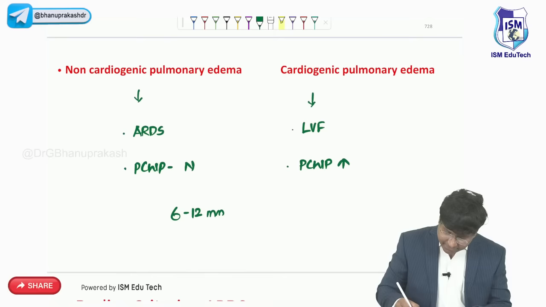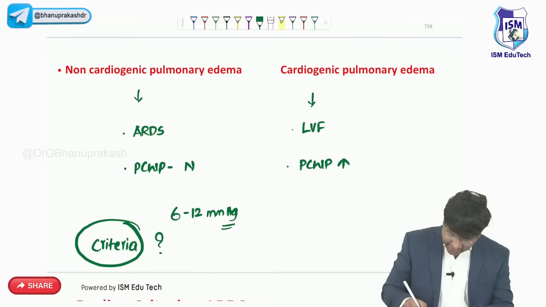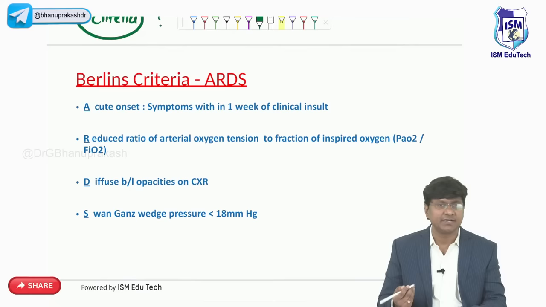And what is the name of the criteria for ARDS? It is called the Berlin criteria. So how will you remember the Berlin criteria? Please remember the mnemonic ARDS.